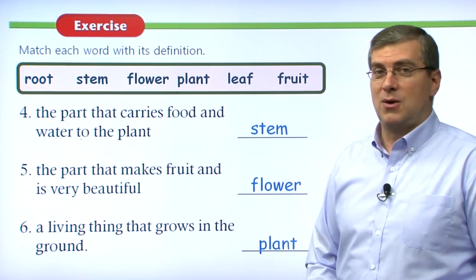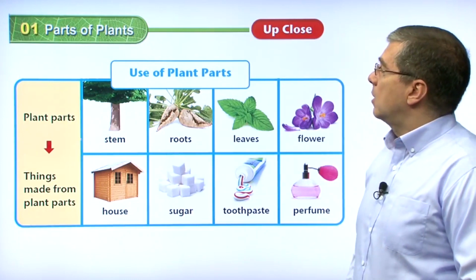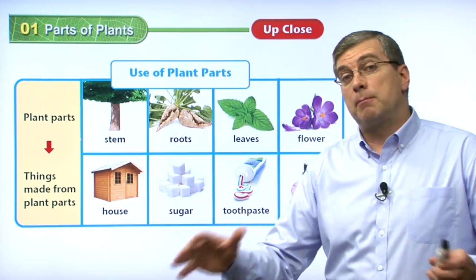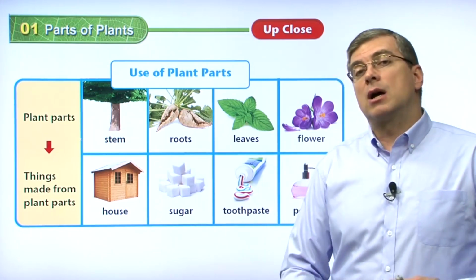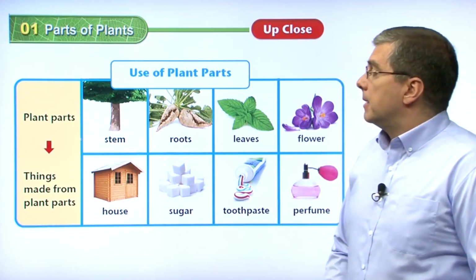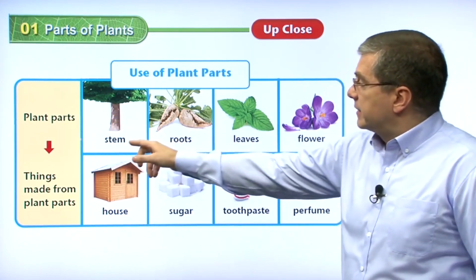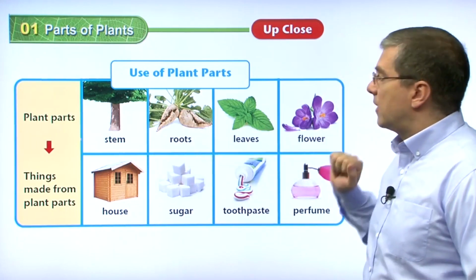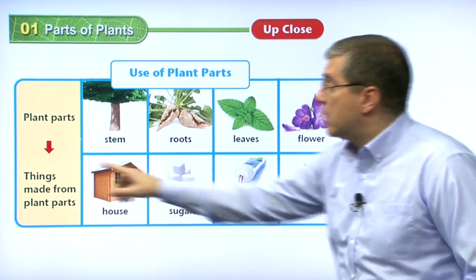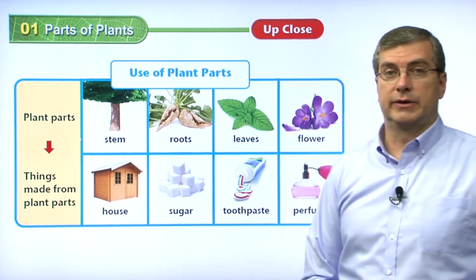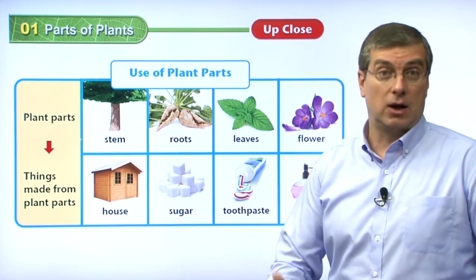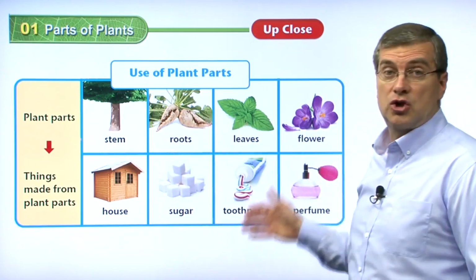They don't move. Okay. Well, let's talk now about the use of plant parts. We've talked so far about the many different parts of a plant. Now let's talk about how we use these parts of the plant. Plant parts, we've talked about these: stem, roots, leaves, and flower. Okay, these are all plant parts. On the bottom row here, we have things made from plant parts. So what kinds of things do we make from the plants that we use in our everyday life? That's what this chart shows.